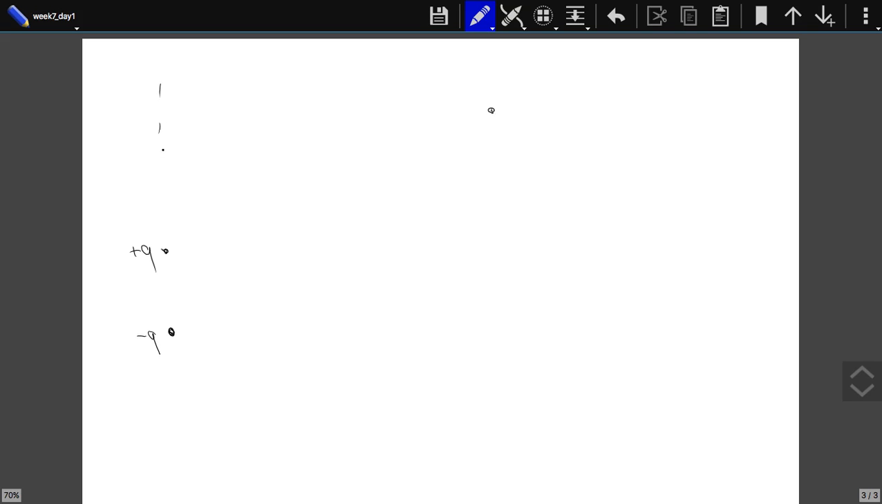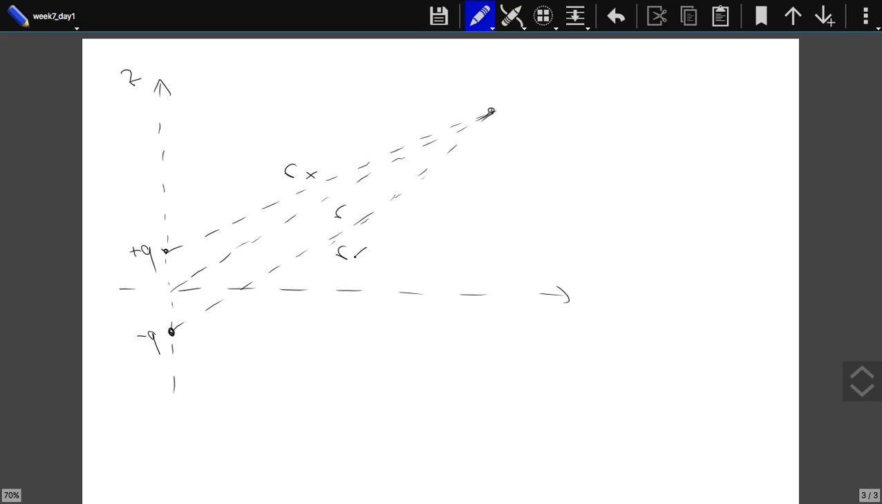Let me choose my coordinate axis. These will be my axis. Let's call that the z-axis. This distance I will call r. This distance I will call r plus. And this distance r minus.